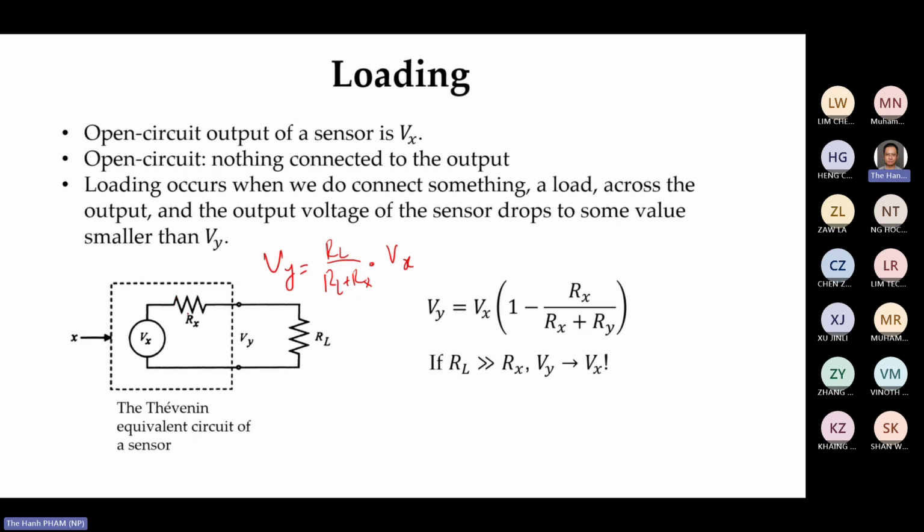Okay, but there's one observation here. Suppose your RL is much bigger than Rx. If RL is much bigger than Rx, I can forget about this Rx. Then this becomes Vx, right? So the second subsystem should have a very high input impedance. If the second subsystem has very high input impedance, then the voltage the second subsystem gets should be the same as this guy, right? So that is the explanation of the loading problem.